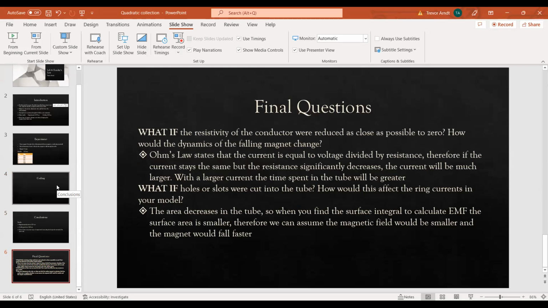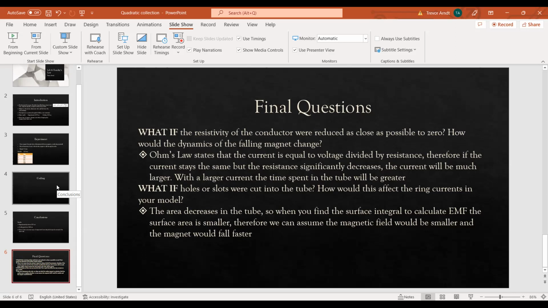Ohm's law states that the current is equal to the voltage divided by the resistance. Therefore, if the voltage stays the same, but the resistance significantly decreases, the current would be much larger. And with a larger current, the magnet would spend more time in the tube.